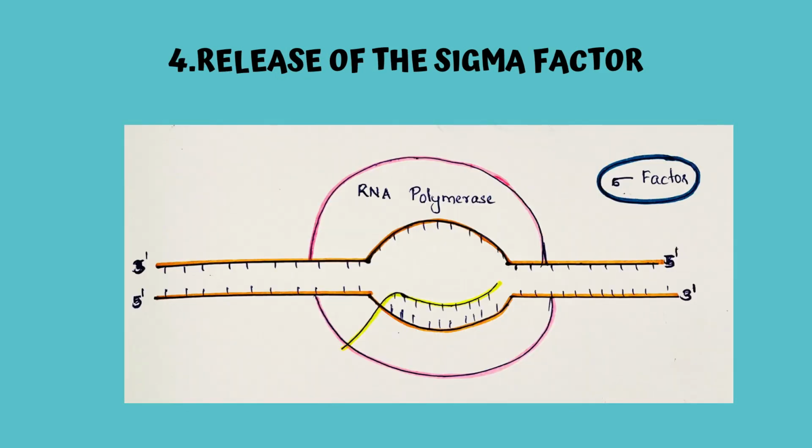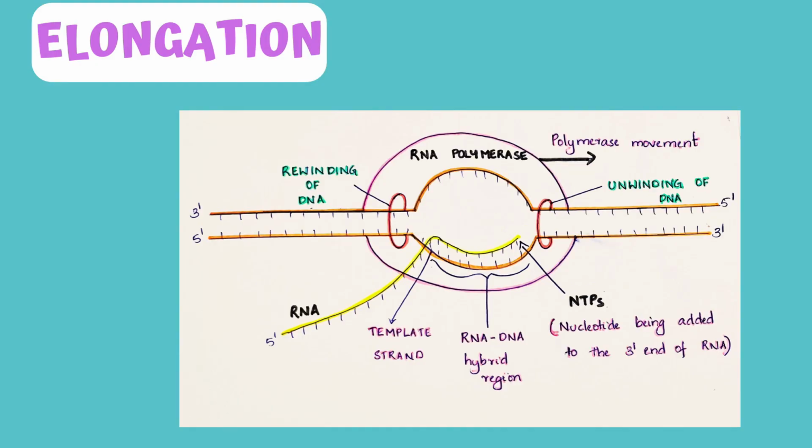Release of the sigma factor. After RNA polymerase has initiated transcription, the sigma factor is released from the transcription initiation complex. This allows RNA polymerase to make the transition from the initiation phase to the elongation phase of transcription, where it continues to synthesize RNA along the DNA template.